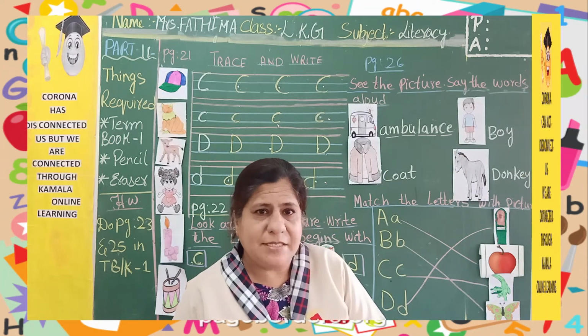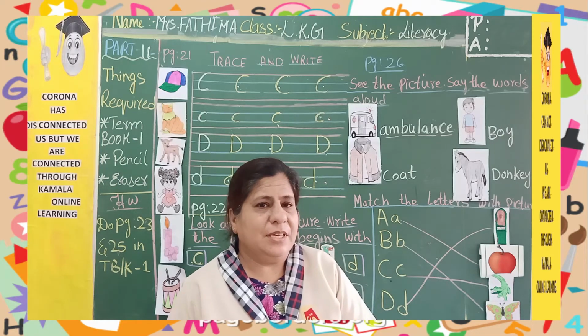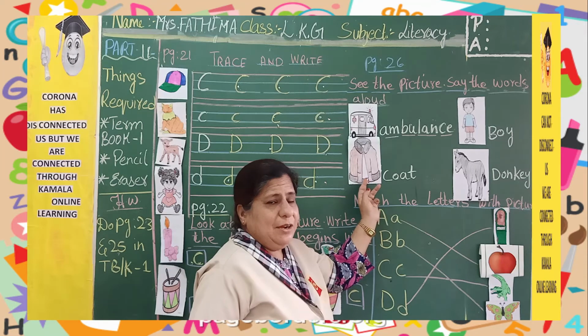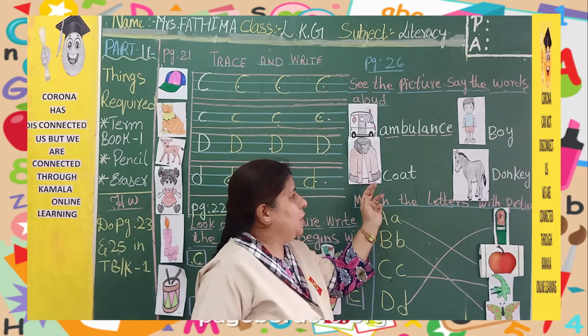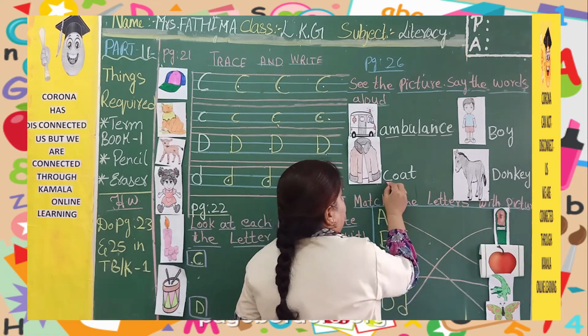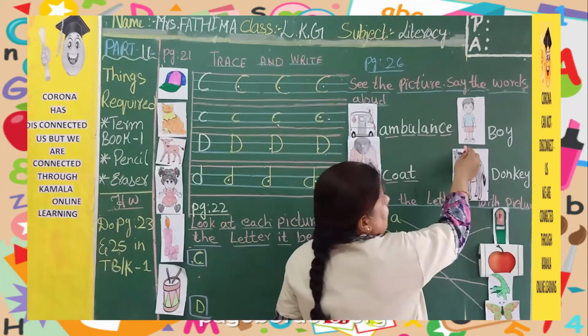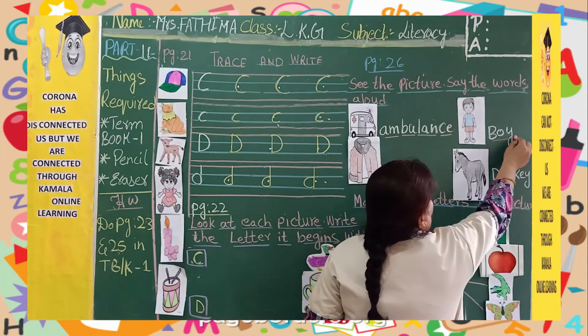If any emergency is there, we will call the ambulance. Yes, children, this is the ambulance. What is this children? When you will wear this coat? C-O-A-T, coat. See, who is he? This is a boy. B-O-Y, boy.